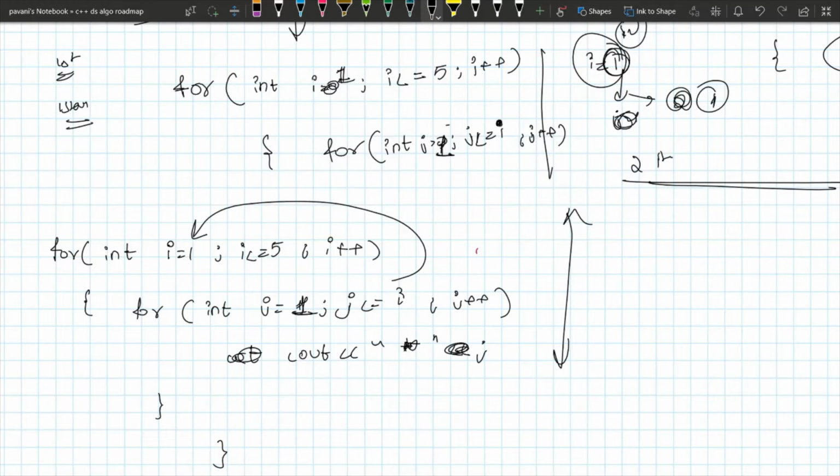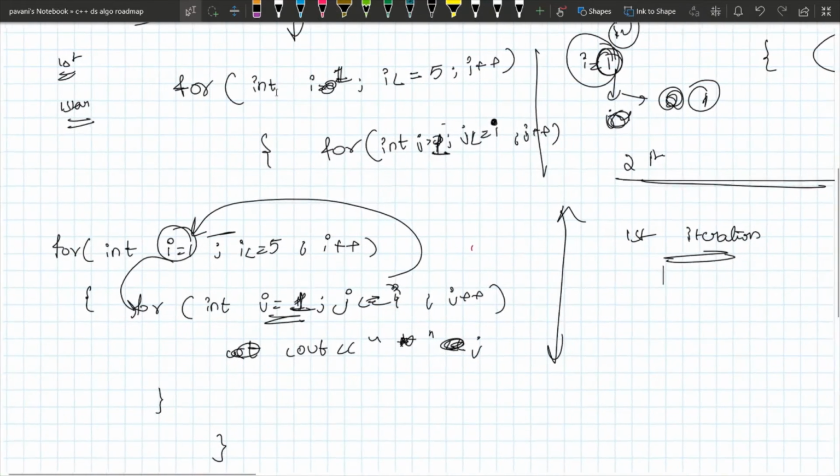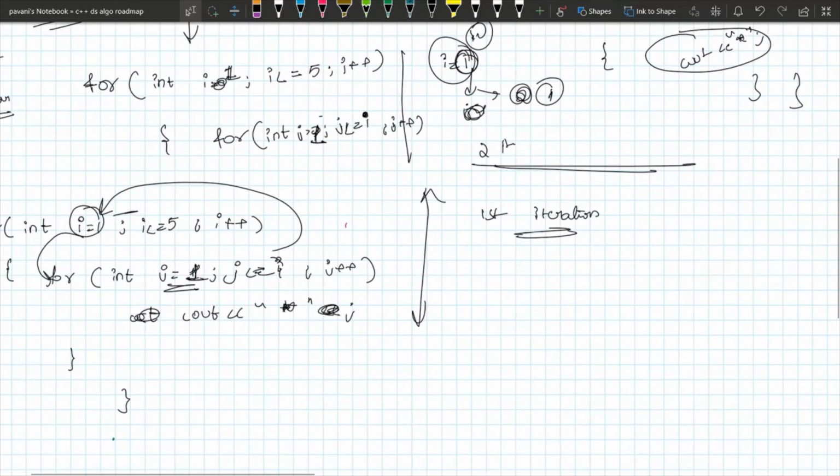See, for the first iteration, when the i value is 1, it enters the loop, it checks the condition, and as the condition is satisfied, it enters the loop. For j equal to 1, j less than or equal to i. What is the i value? I value is 1. That means in the first iteration, as this is true, j equal to 1 is less than or equal to 1. That's true. That is why it prints this.